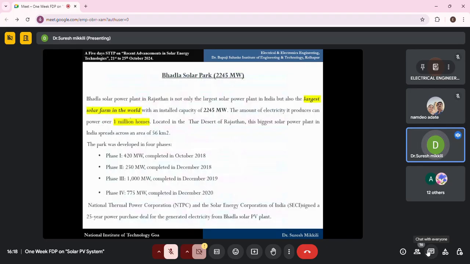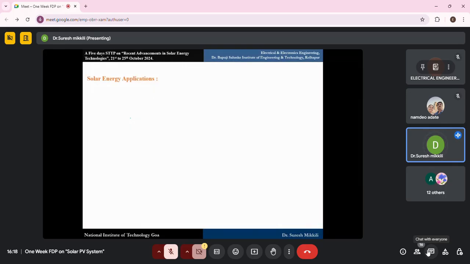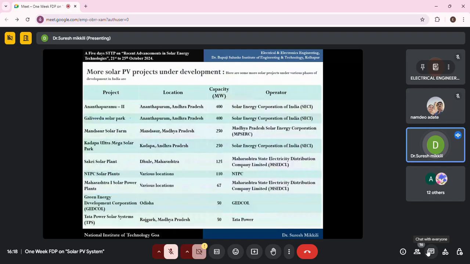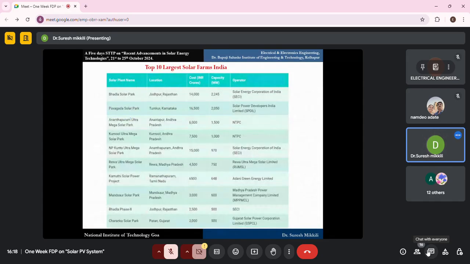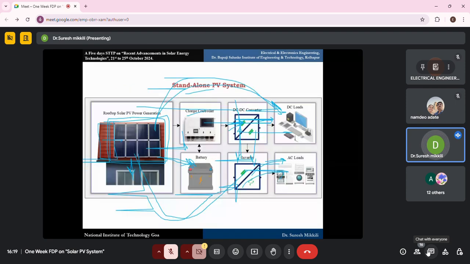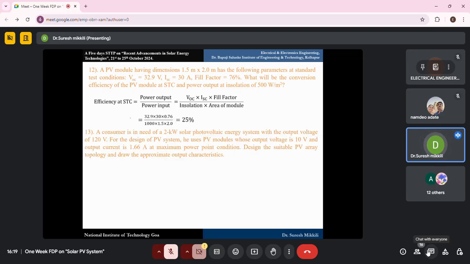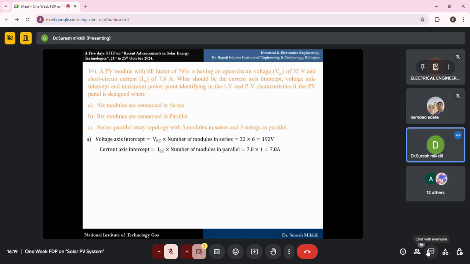We have different solar parks located in India. Size wise, I will explain to you. Then after that, some solar applications are there. Then MPPT techniques are there. So first, let me go. I hope you understand. We have discussed various components available.